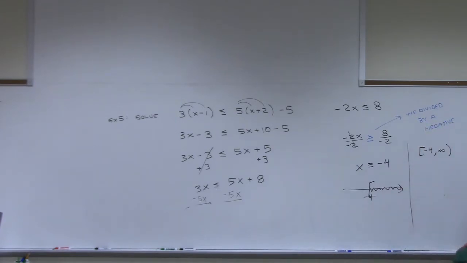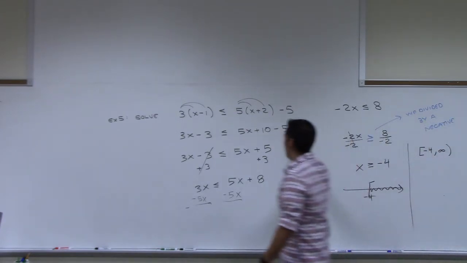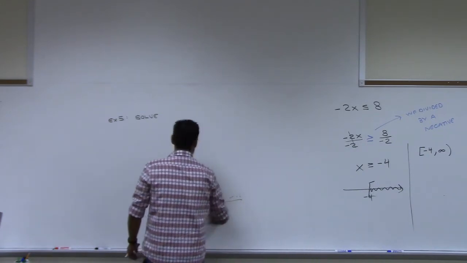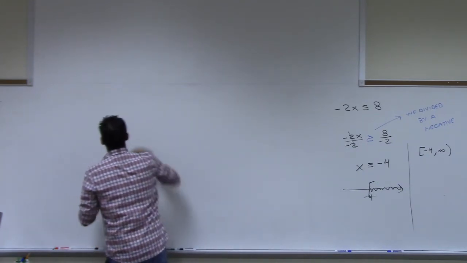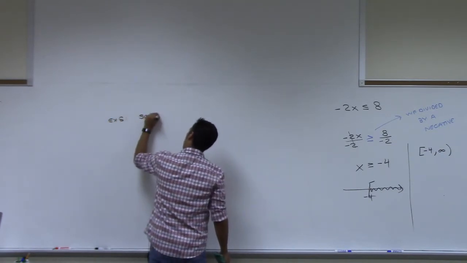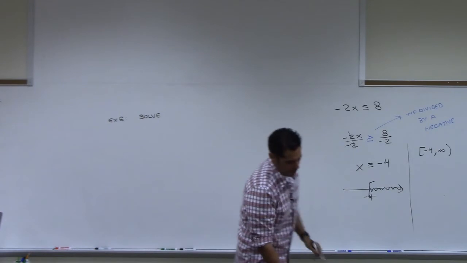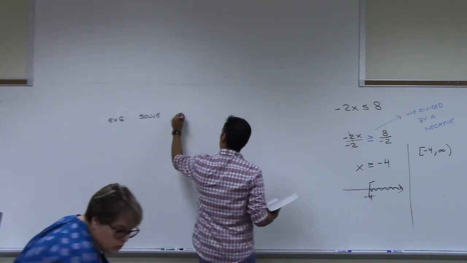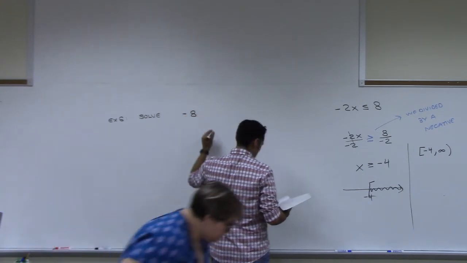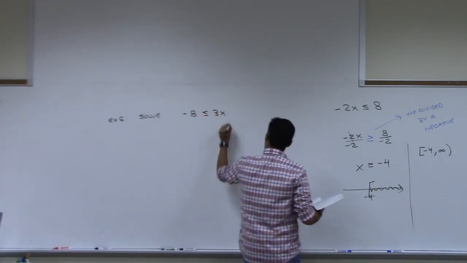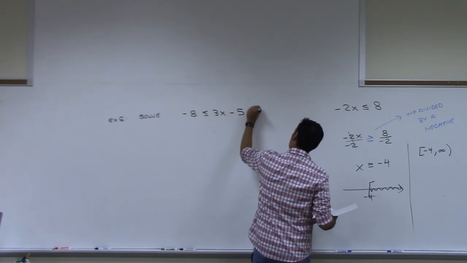Questions? We're getting ready to do a couple of word problems here, but we're going to do one more example. Example 6. Solve: negative 8 less than or equal to 3x minus 5 less than 7.